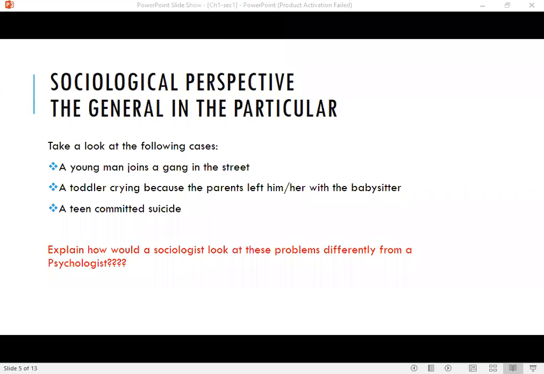Samar. Okay, till Samar answers, do the rest of you get it? Yes. The general in the particular, we're taking a particular situation, but we're studying the general reasons. Clear?